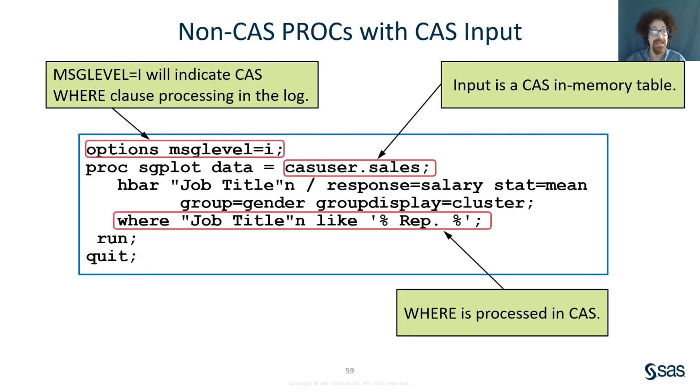When using a non-CAS enabled procedure, in other words, a procedure that only executes in the SPRE environment, if you use a CAS table as input and you use a WHERE statement, the WHERE subsetting will be executed in CAS and only the subset will be returned to SPRE for further processing. If you set the option MSGLEVEL=I, you will see information in the log verifying this.